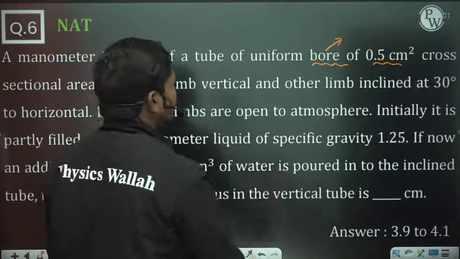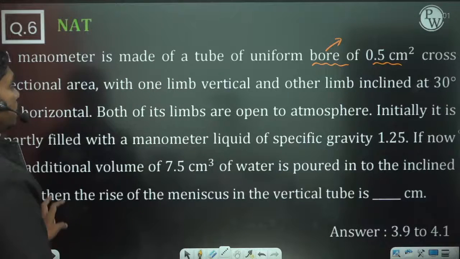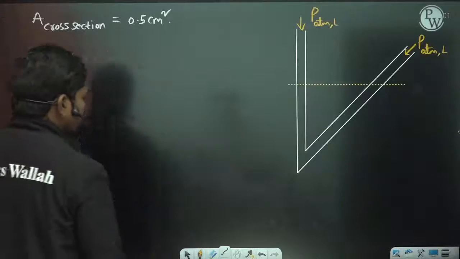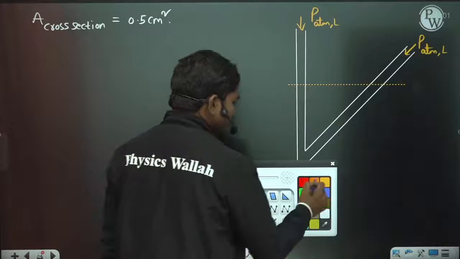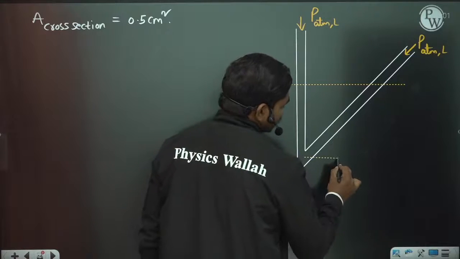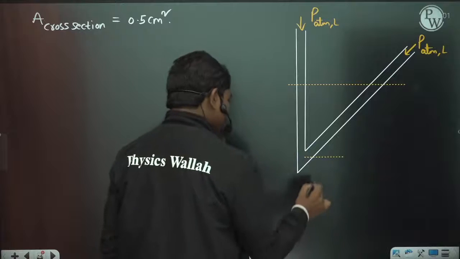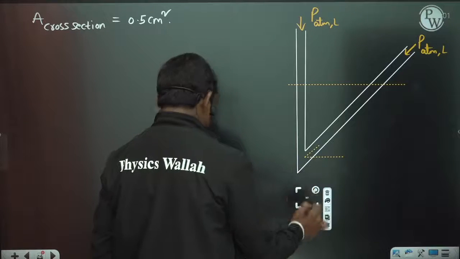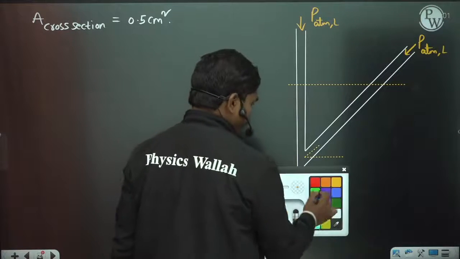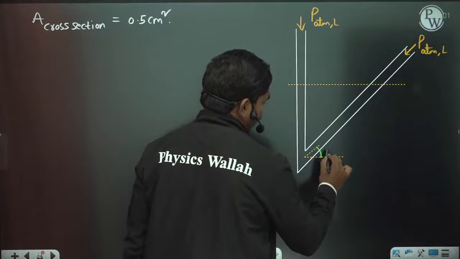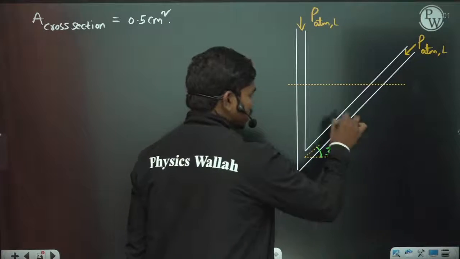Tube inclination is given. Both of them are inclined at 30 degrees to the horizontal. So this inclination of the tube is basically 30 degrees with this. Okay, so the tube inclination is 30 degrees. This inclination is 30 degrees because this theta is also needed.